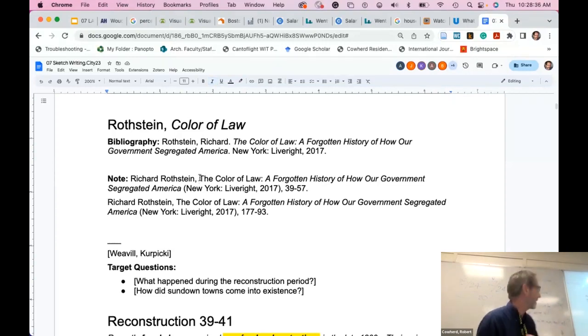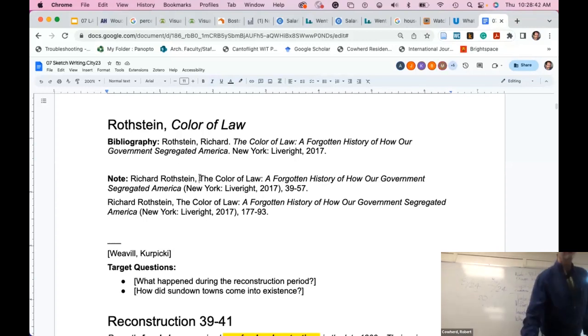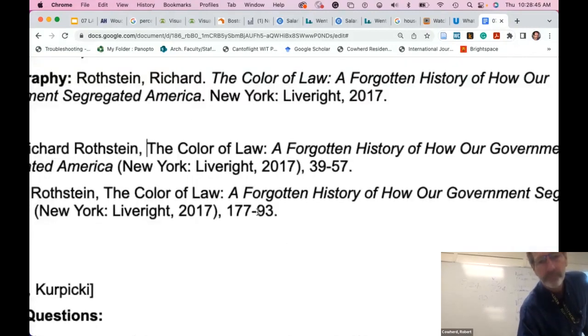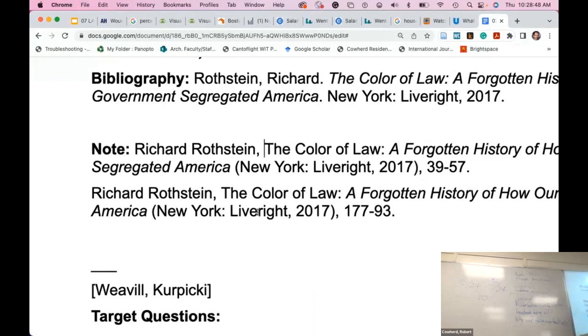What's wrong with this note citation? This part is okay. Why? This part is not okay. Why? You're supposed to italicize what? Books and periodicals. So someone's going to do that? You have it open? Someone's going to fix that? Don't make me fix it. You fix it. Thank you, Rob. Okay.